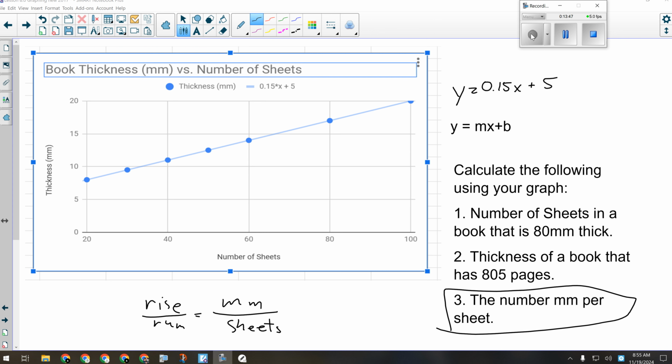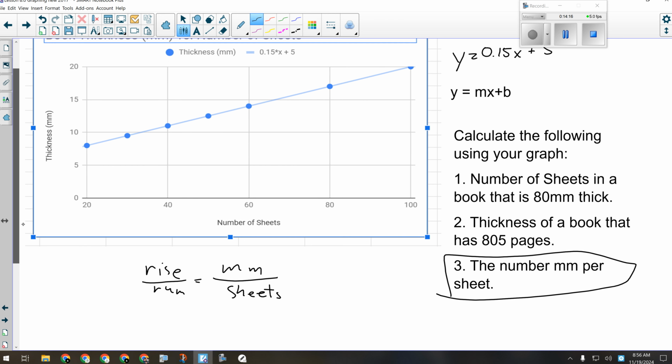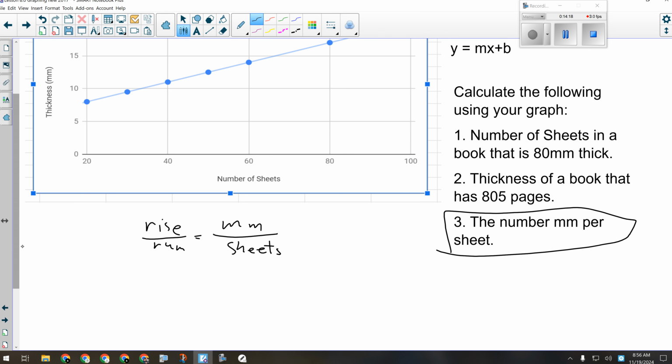All right, so in question number 1, it's wanting to know the number of sheets in a book that's 80 millimeters thick. What did they give me? They gave me y. How do I know that? Because they gave me a number in millimeters, and millimeters are on the y-axis. So that's my first step. I've got to look at what I'm given. Write down my given, same as I would in any problem, and figure out what that represents. That represents the thickness of the book, which is a y value. So number 1 is asking me to calculate an x value.